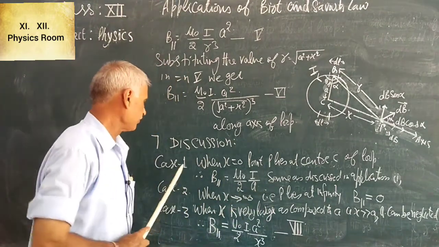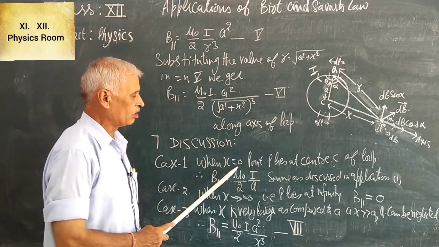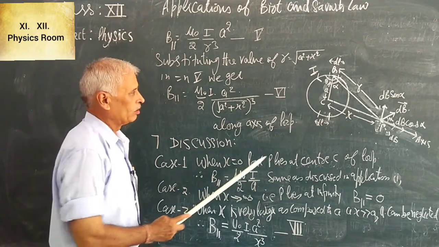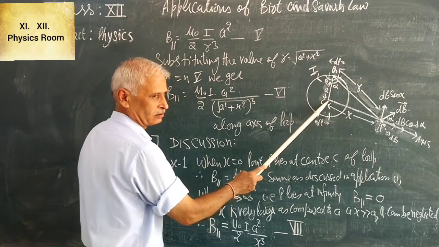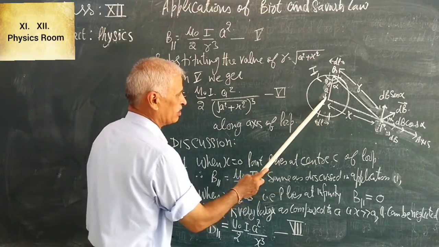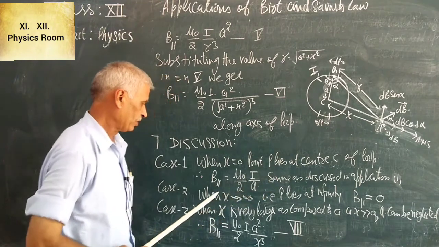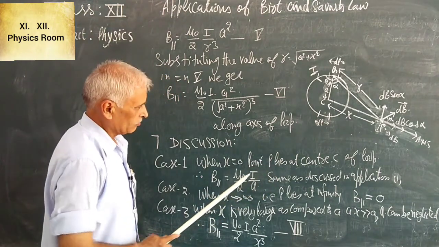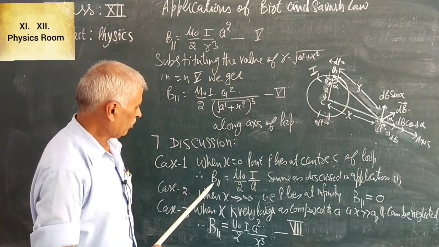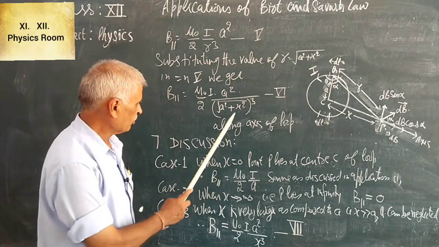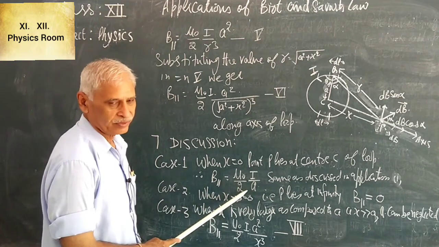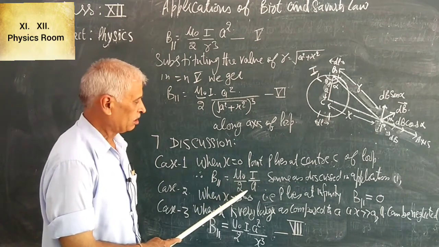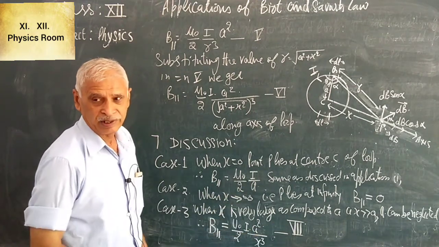Now case 1, when x is equal to 0, means point P becomes at the center. That P lies at center when x becomes 0. Therefore, substituting x equal to 0, we get B parallel equal to mu 0 by 2 I by a. It is the same expression as we discussed in application number 1.